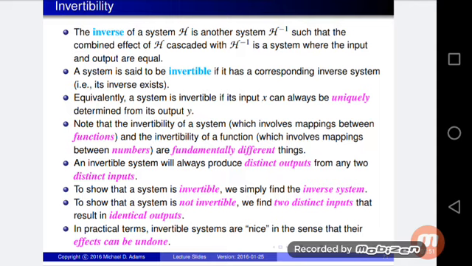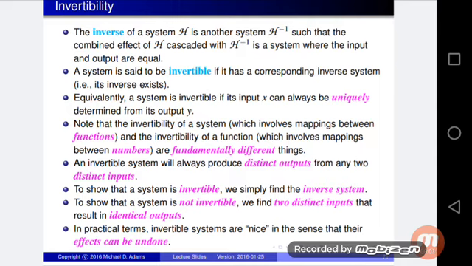Note that the invertibility of a system, which involves mapping between functions, and the invertibility of a function, which involves mapping between numbers, are fundamentally different things compared to the other systems. Invertibility is performing a reverse operation, and an invertible system will always produce distinct outputs from any two distinct inputs.